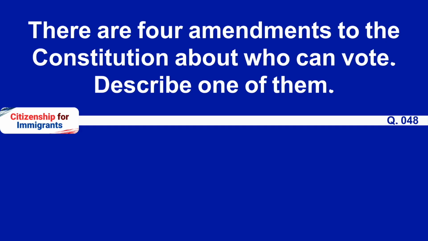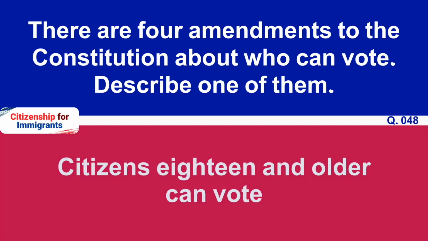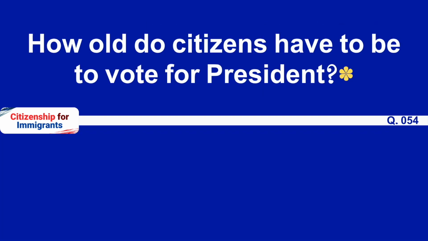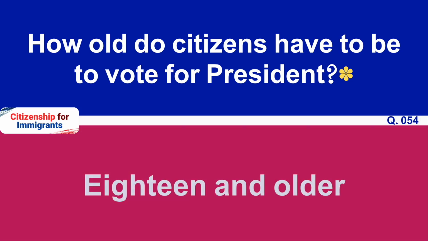There are 4 amendments to the Constitution about who can vote. Describe one of them. Citizens 18 and older can vote. How old do citizens have to be to vote for president? 18 and older.